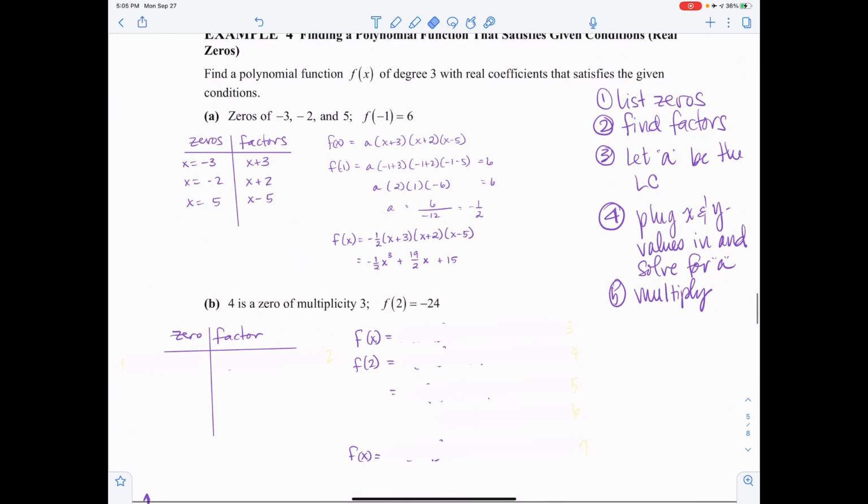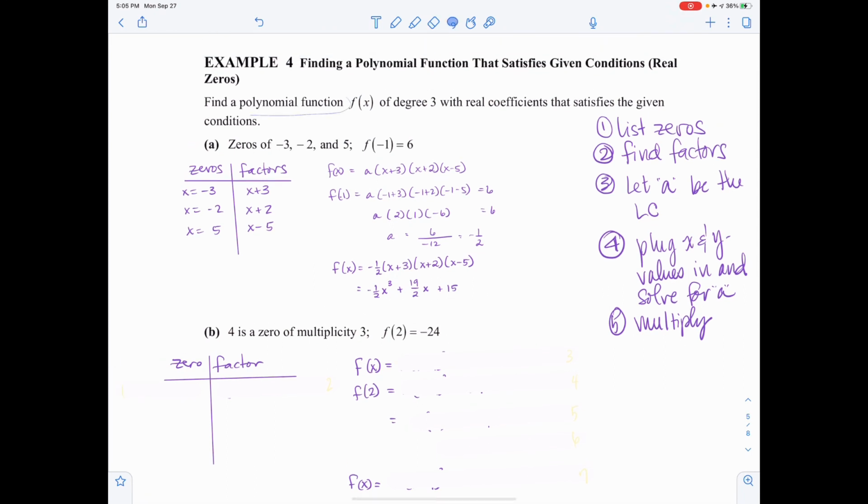Now let's go back to the directions and make sure that we did what we were asked to do. We were asked to find a polynomial. We did that. Our degree is 3. So notice that the degree is 3, and all of my coefficients are real numbers, and it satisfies those given conditions.